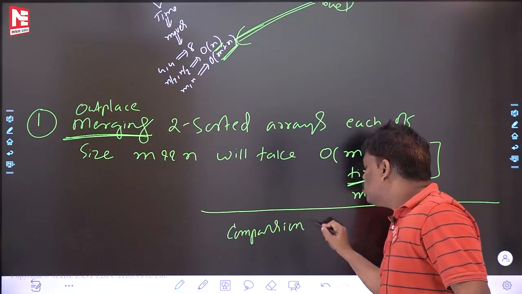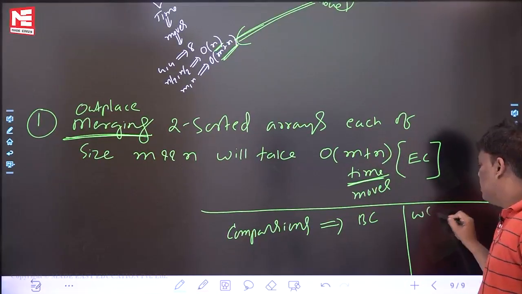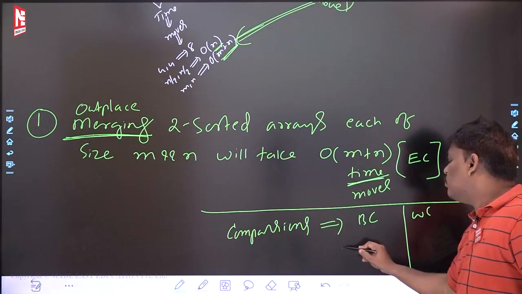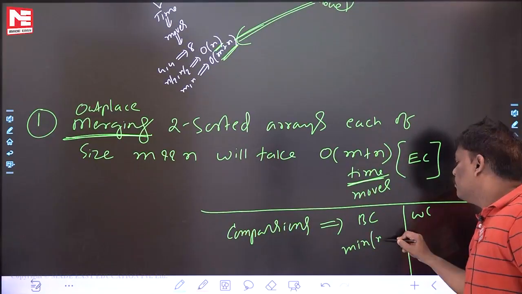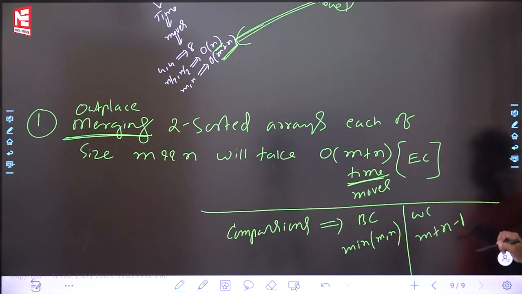Comparisons: best case how many? Worst case how many? Best case, can you explain? If you remember, m and n, best case comparison, what is the answer? Minimum of m comma n. Can you say the worst case? m plus n minus 1. You know this very well.